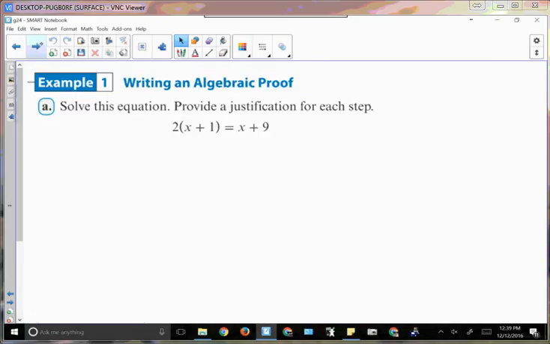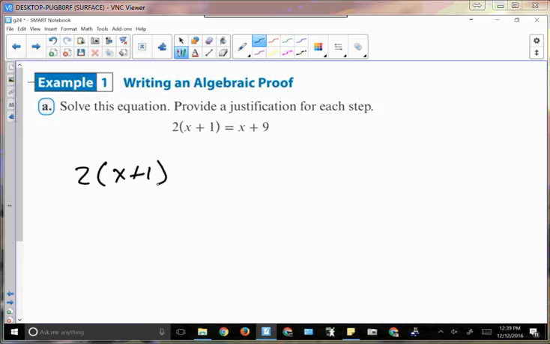So, we're going to write an algebraic proof. Now, you guys know exactly how to do this. If I give you 2 times (x plus 1) is equal to x plus 9, what's the first thing you do? Distributive property. So you'd rewrite this as 2x plus 2 is equal to x plus 9. Is that correct?